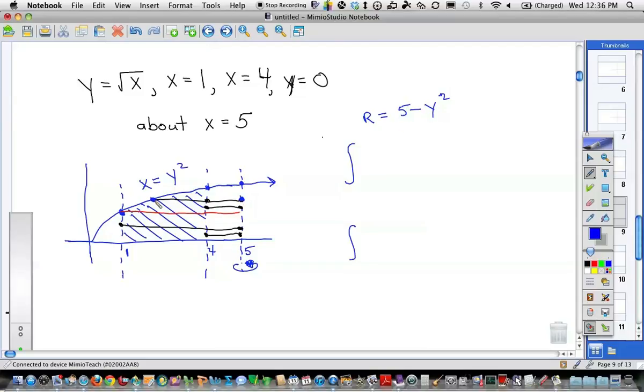5 minus y squared would be the outer radius. What about the inner radius? 5 minus 4, which I'll just write 5 minus 4, but that would be 1. So our formula for a washer is pi times big R squared minus little r squared, correct? And it goes from what to what? The strips fill the space from 1. This would be the 0.42 up here. So from 1 to 2.